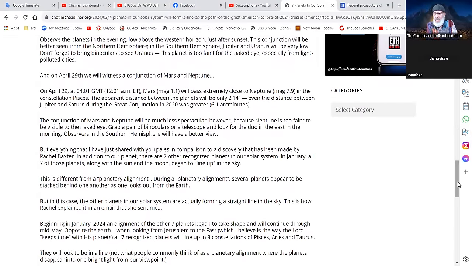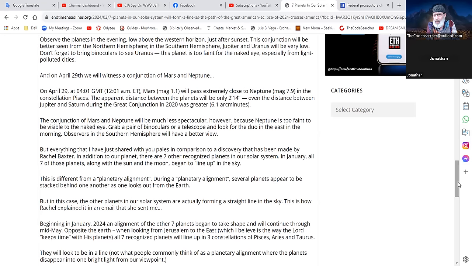On April 29th at 4:01 GMT, 12:01 a.m. Eastern time, Mars at a magnitude of 1.1 will pass extremely close to Neptune at a magnitude of 7.9 in the constellation Pisces. The apparent distance between the planets will be only 2 feet, 14 inches. I don't understand what that is.